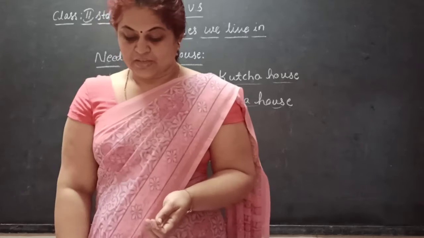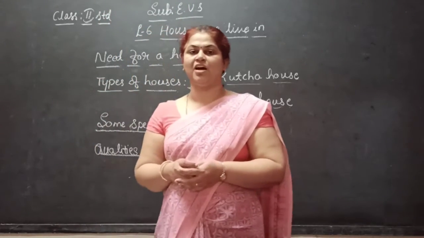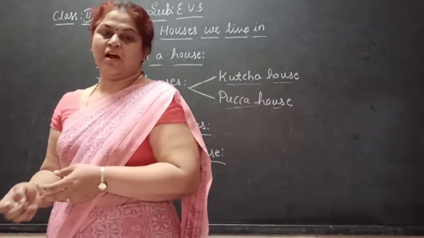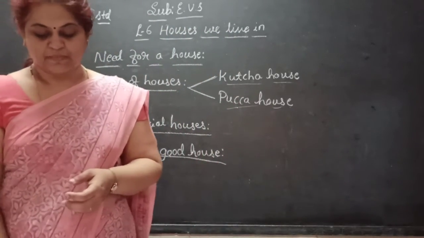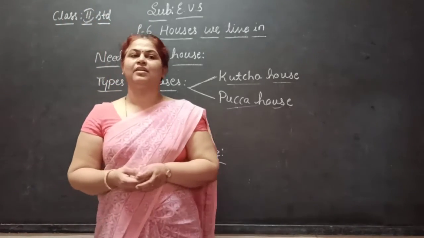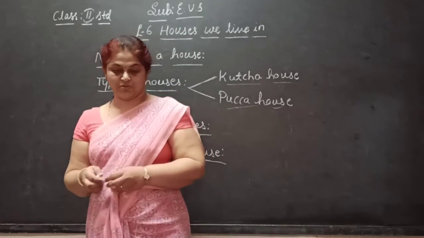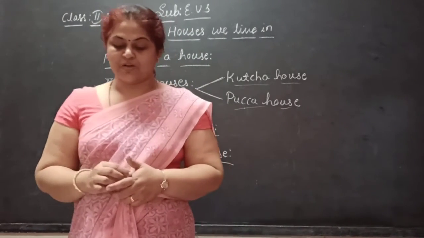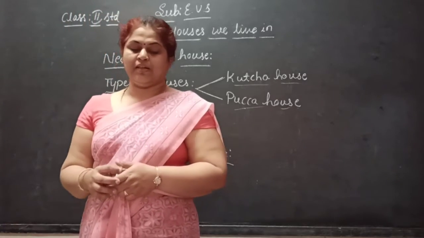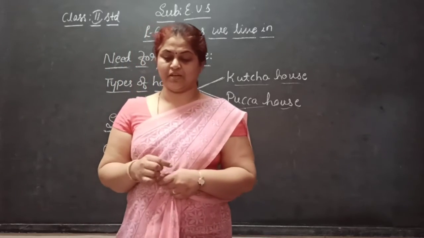Many people work together to construct the houses. So who are those people? Those people are architect, mason, electrician, plumber, painter, carpenter. These are all the persons who work together to construct the house. What will an architect do? The architect makes the layout of the house. Layout means design.